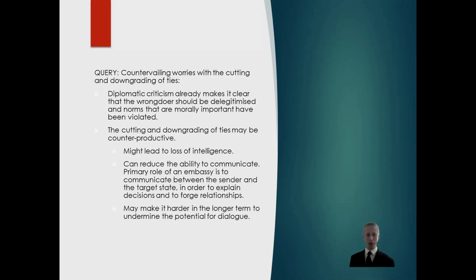There's one final issue as well, that the cutting and downgrading of ties might make it much harder in the longer term to maintain dialogue. So if we think that states should be engaged in dialogue over the longer term, diplomatic ties are absolutely necessary for this. Notwithstanding, you still might think that it's important to maintain clean hands, important not to be complicit, depending on your viewpoint. And here we see again the tension between intrinsic and instrumental concerns that we've already seen quite a few times in this module.